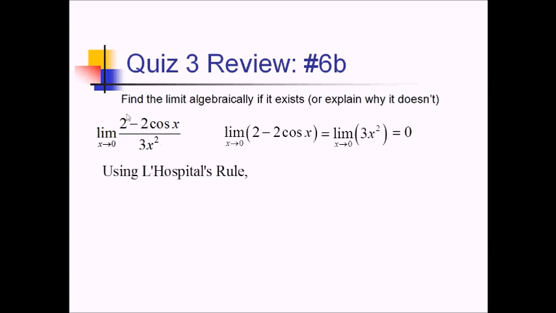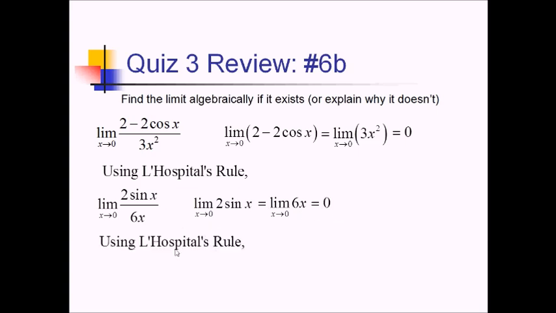In the numerator, this 2 constant gets differentiated away. It's just 0. And the derivative of cosine is negative sine, so that'll be positive 2 sine of x in the numerator. Denominator, this comes out to 6x. And now if we mentally plug 0 in again, well, 2 times sine of 0 is going to be 0. 6 times 0 is 0. So we're again going to use L'Hopital's rule one more time. So I'm going to write the limit of my numerator equals the limit of my denominator equals 0.